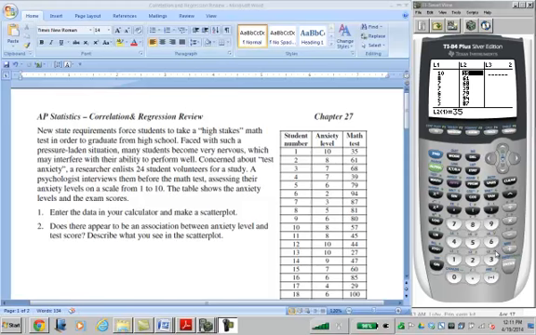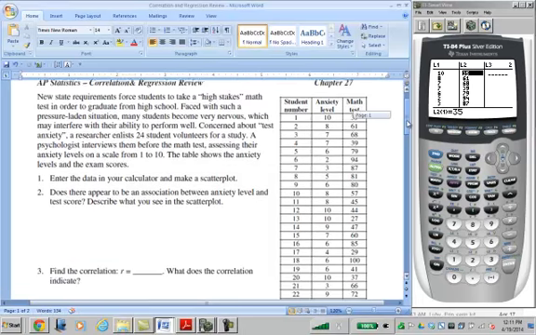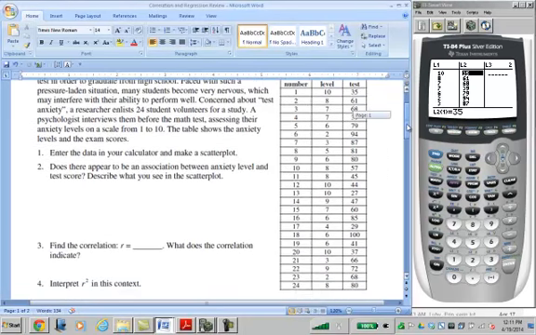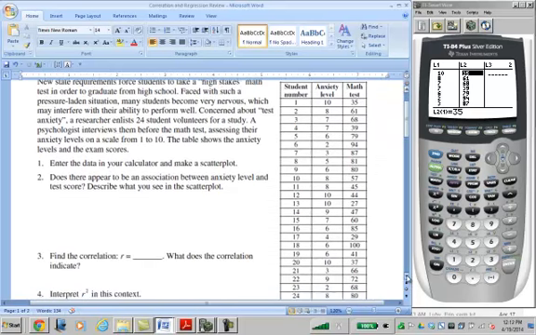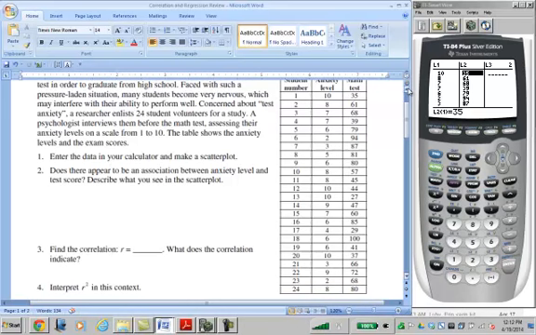So the first thing we're supposed to do is enter the data in the calculator and make a scatter plot. So here's the data. I'll scroll down so you can see all of it, because we're going to see if there is an association between the anxiety level and the math test. Ignore student number. That does not go into the calculator at all. In L1 are going to go the anxiety levels, and in L2 are going to go the math tests. And you can see over here on the calculator, I've put everything into L1 and L2.